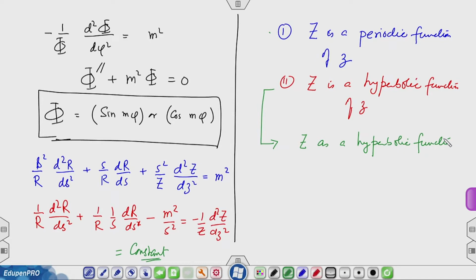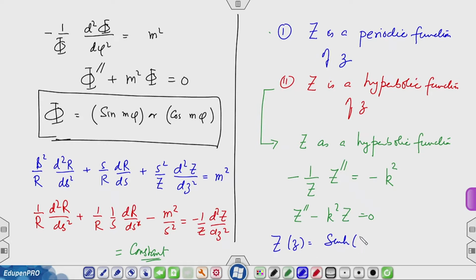and therefore I am going to take minus 1 over Z, Z double prime is equal to minus k square, where k is some constant, and therefore I get Z double prime minus k square Z equals 0, or the function Z as a function of z is equal to either sinh kz, cosh kz, or e raised to plus minus kz. Depending on the situation, I will pick up one of these solutions.